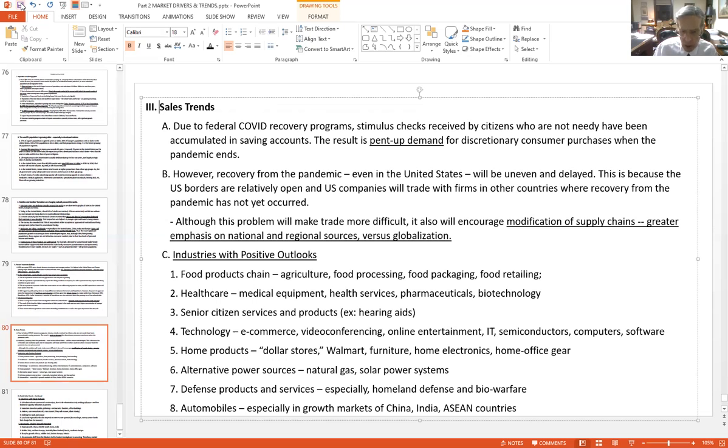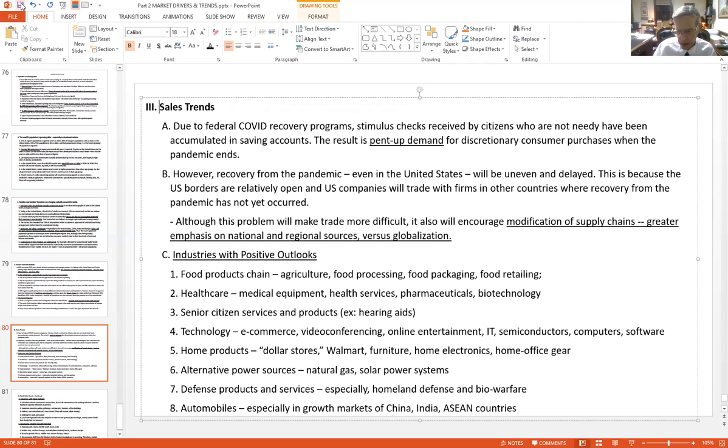So, what industries and what product lines are looking best? Food products, clearly. Agriculture, food products, food packaging, food retailing, prepared meals. No reduction was seen in the chart for those products, for groceries and the like. As a matter of fact, the reverse.